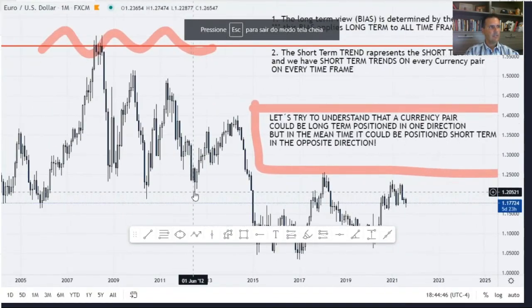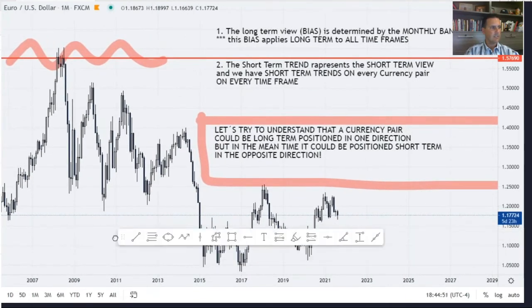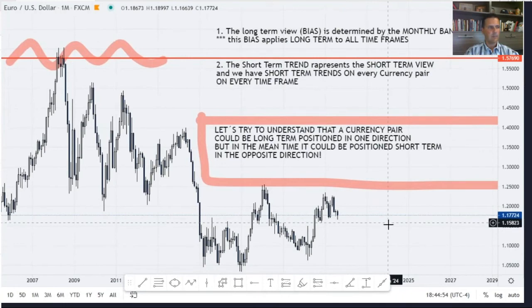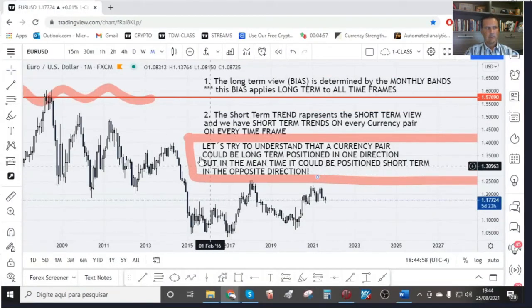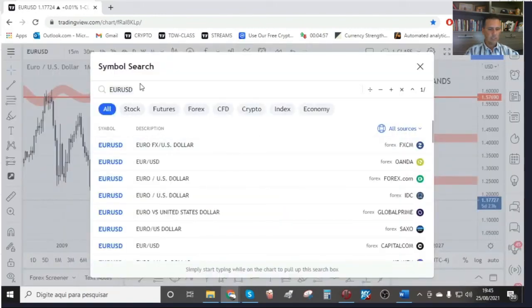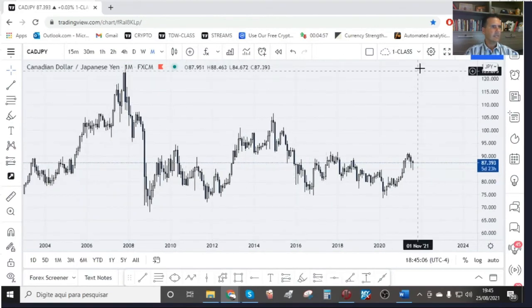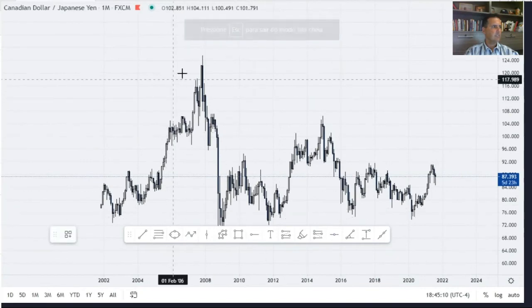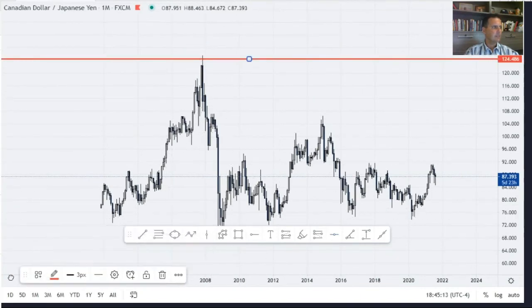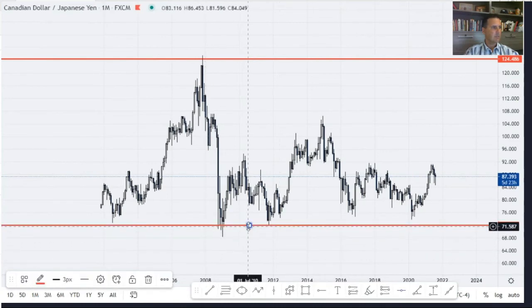If you're a beginner trader and you are thinking, Passion, I don't believe you, this is all good, it's okay. I don't need you to believe me. I need you to see it on the chart. Whatever. Canada JPY, right? Different currencies. Canada JPY monthly chart. This would be the upper band, this would be somewhere in here, and this would be the lower band.